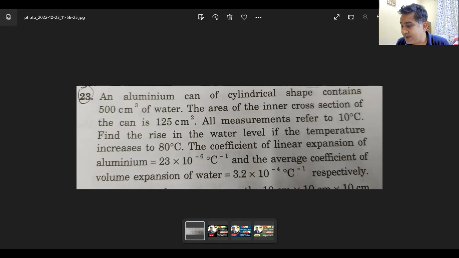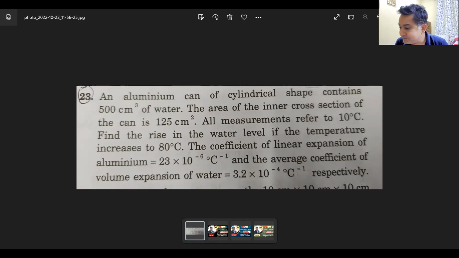So, first of all, we find out how much is the final volume of the water. Can you find out the final volume of the water? Yes or no? 500 into 1 plus gamma into delta theta. Can you find out the final volume of water? Yes, sir. Okay. What is the final volume of the water coming? Just calculate it. Once you get the final volume of water, we can find out how much is the increase in the volume of water.